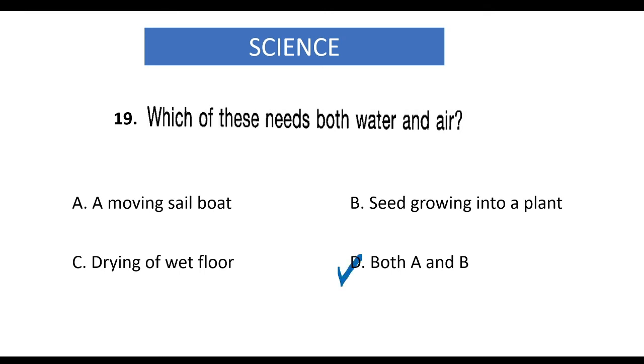So let's read out what is A. A is a moving sailboat. Yes, a boat requires water to float and it requires air to move ahead. Let's see what's option B. Seed growing into a plant. So yes, a plant also does require water and air.